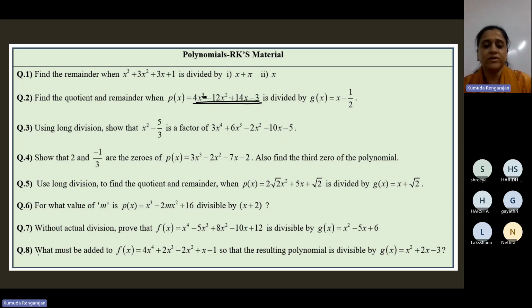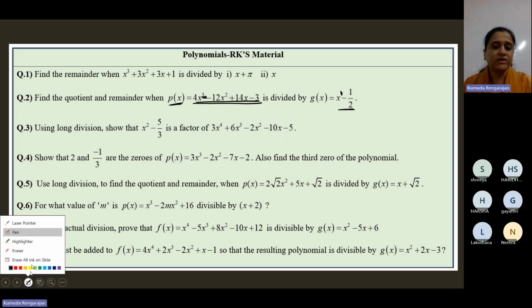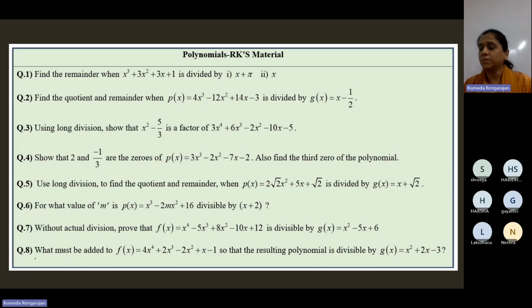So this one is called p of x. And this is another polynomial, x minus half. This one is a linear polynomial because the power of x is 1. Now we're going to divide this cubic polynomial by this linear polynomial. This linear polynomial, see, x minus half, don't get confused with half.